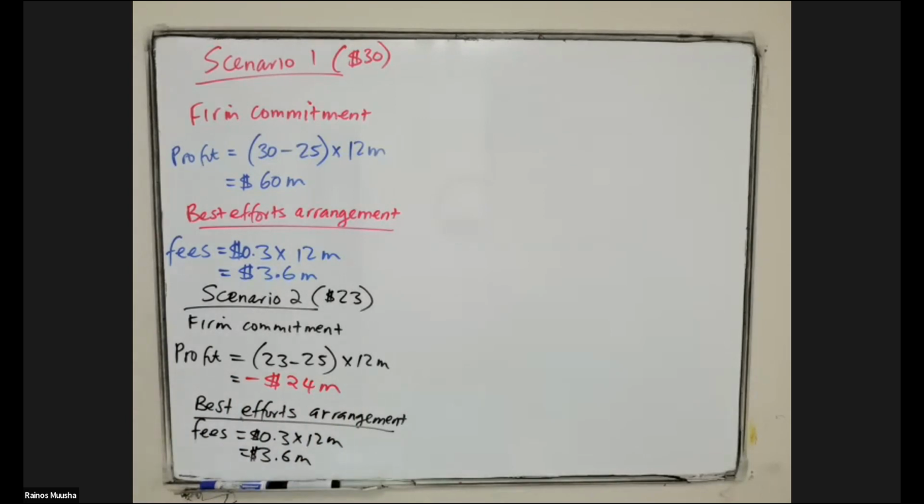So do you see that the firm commitment arrangement is riskier than the best efforts arrangement? Because with the best efforts arrangement, you are guaranteed a fee that you're going to be earning. But with the firm commitment arrangement, it's either you make a lot of profit, or you suffer a lot of what? Losses as well. Are we on the same page?